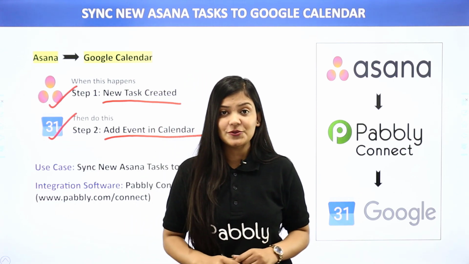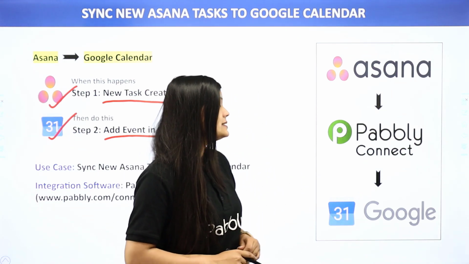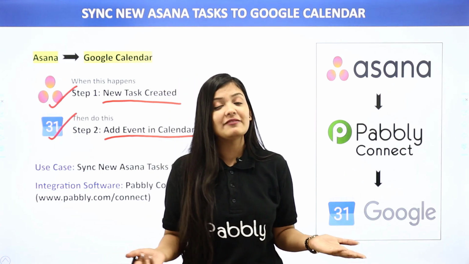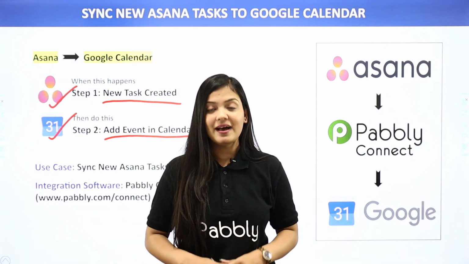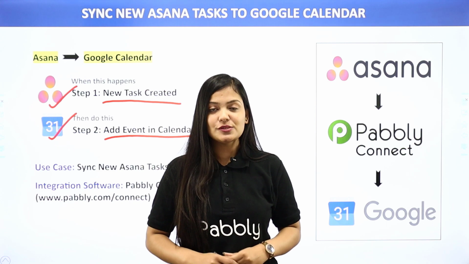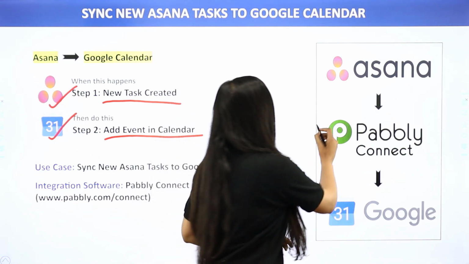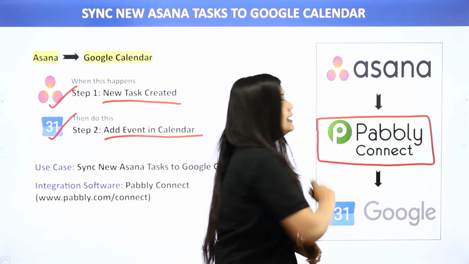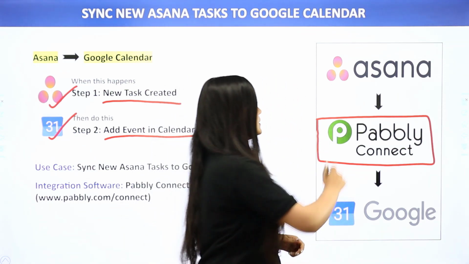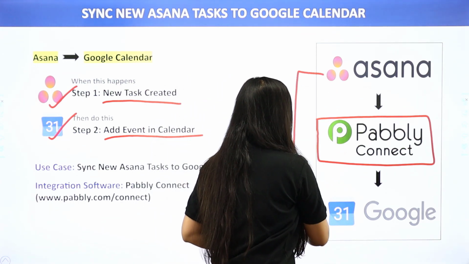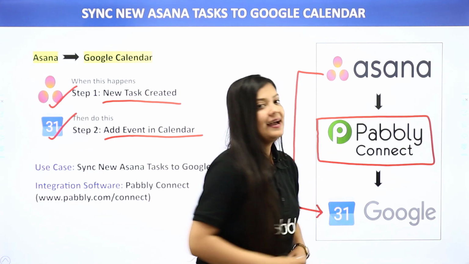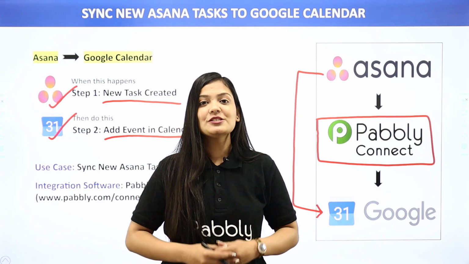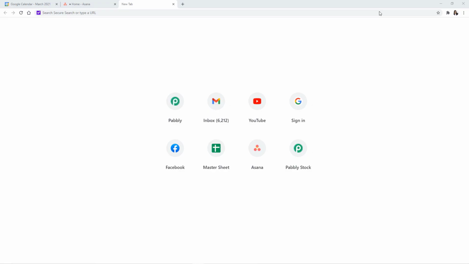But there's an issue, and the issue here is that both these applications, Asana and Google Calendar, do not have any sort of integration between them, and that is why we are going to use the automation software Pabbly Connect. With the help of Pabbly Connect, we can transfer the Asana application data to our Google Calendar. And the best part here is we do not require any knowledge of coding. So let me show you this on my screen.